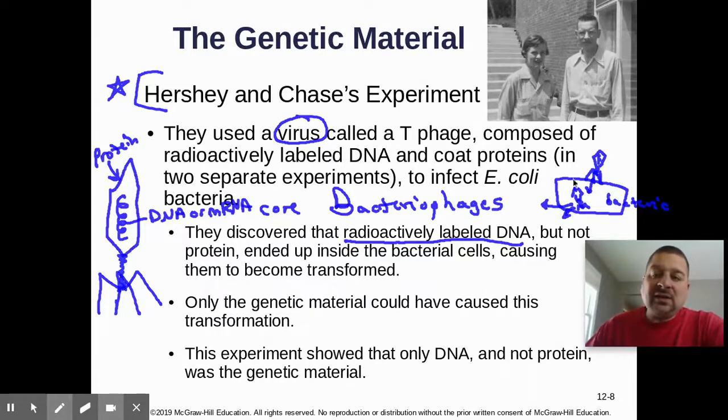So they wanted to know what goes into the bacteria to cause that change. Is it the protein coat or is it the DNA core? There we go, the DNA versus protein argument. Here you have an organism with just protein and DNA, and it's causing a change in another organism. So what is it that is causing that transformation? And we'll look at it on the next slide here.